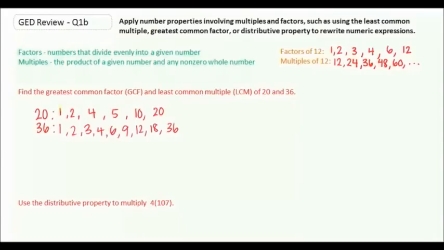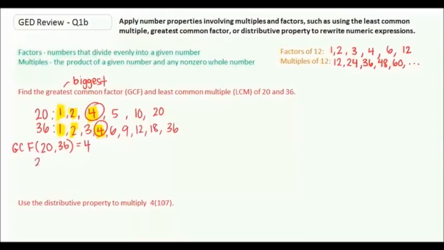So if you're finding common factors, well, they both have 1, they both have 2, and they both have 4. So the greatest common factor, greatest means biggest common factor, that would be 4. So you would say the GCF of 20 and 36 is 4.